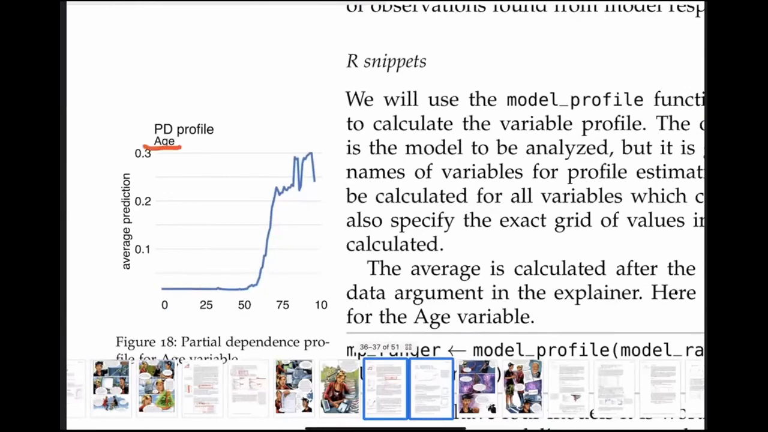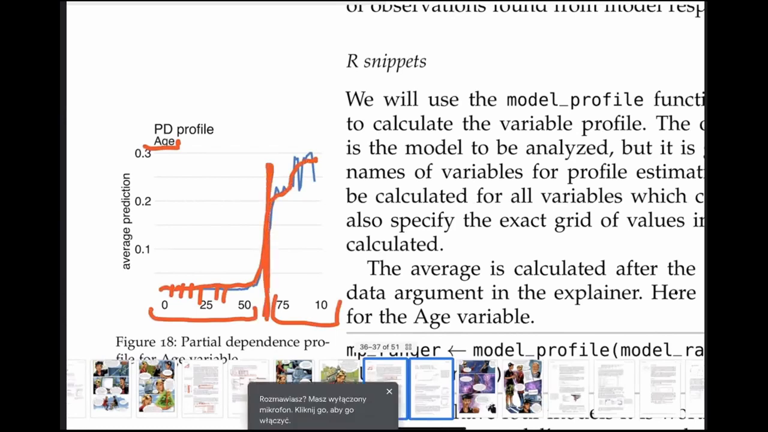So this is an example of how the model looks. For the variable age, we are replacing all values of the age variable by value 10, 15, 20, 25, and so on. And then we check what is the average model prediction. And it looks like this. So this is the partial dependence profile. It behaves kind of along our expectations, because for young people, the average prediction is low, for older people it is high. What we can learn as well is where is the steepest increase in the risk.